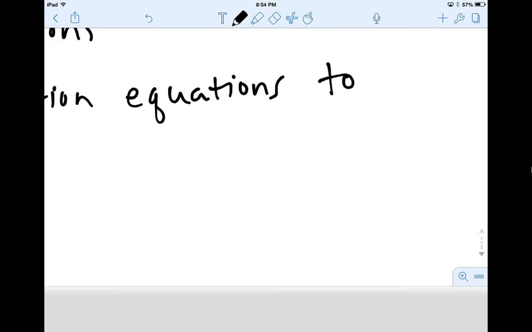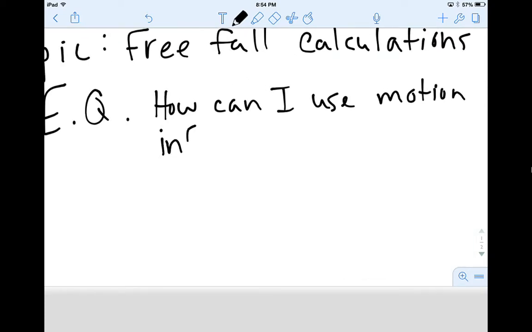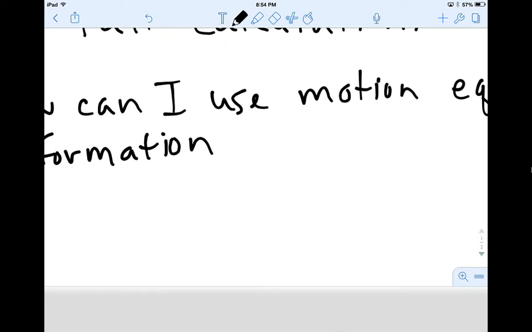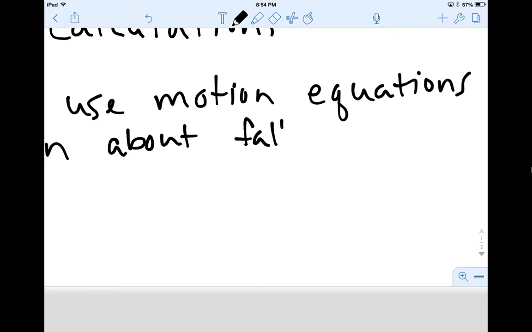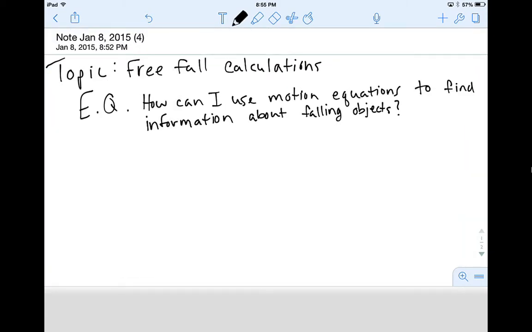Motion equations to find information about falling objects. Okay, there it is. You can take a look at the whole thing. Make sure we get that written down: How can I use motion equations to find information about falling objects? Remember, your summary at the end is going to answer that question.